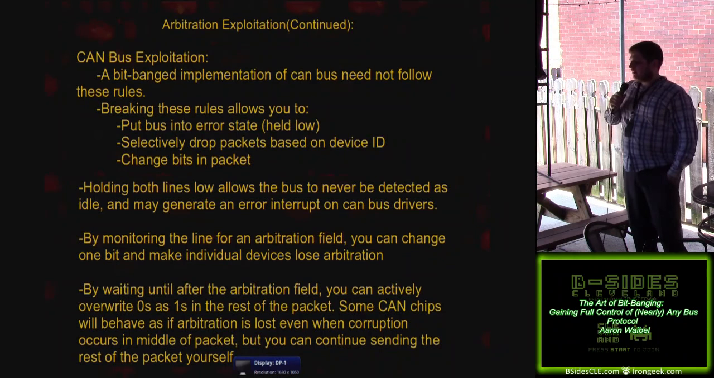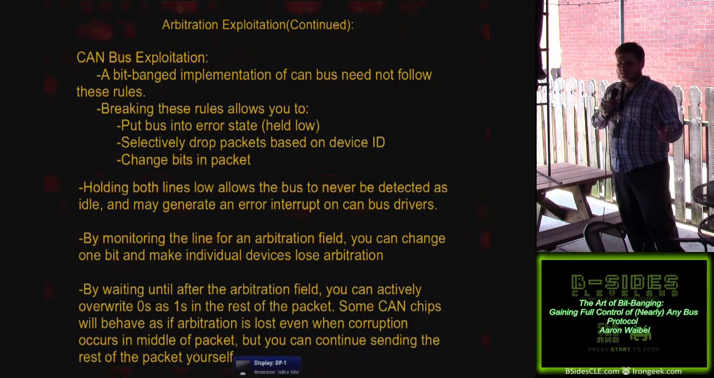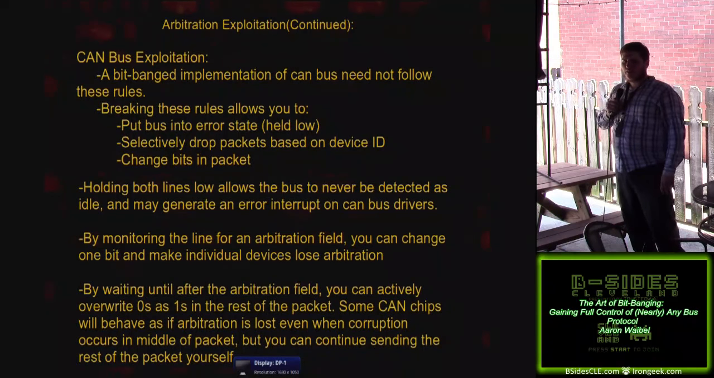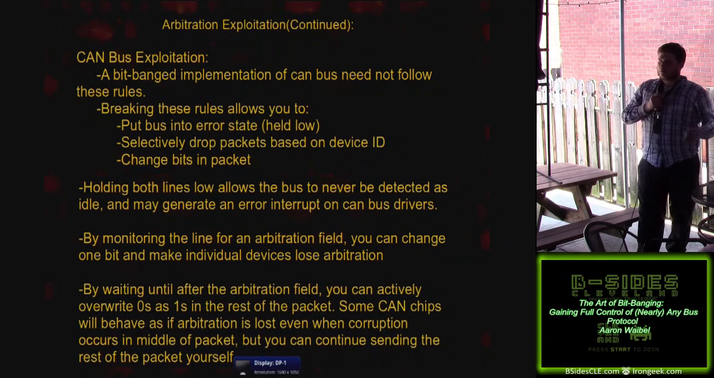Also, you can intentionally read the first 6 bits of that arbitration field and then realize that this is a device that I don't want to be sending packets on the bus right now. So then you just corrupt that last bit and it'll drop the packet on the bus. And normally that doesn't cause a problem because it'll just retry and wait for the bus to be idle, retry again. But if you're not following those rules, such as if you're bit banging CAN bus, you can just keep doing that and never let the packet get through.